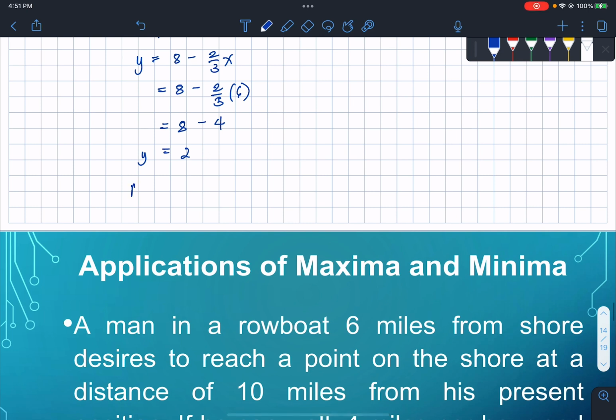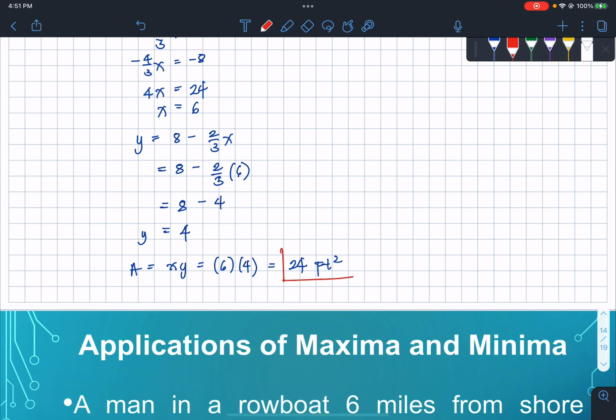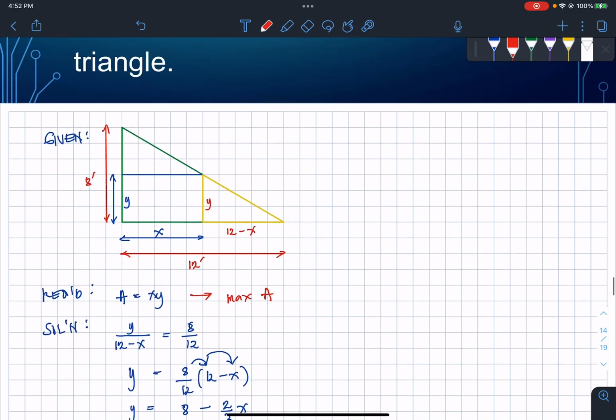So to get the largest area of the rectangle, we multiply. x is 6, and y is 4, sorry, so y is 4. And the answer would be 24 square feet. So this would be the largest area of a rectangle that can be inscribed in a given triangle.